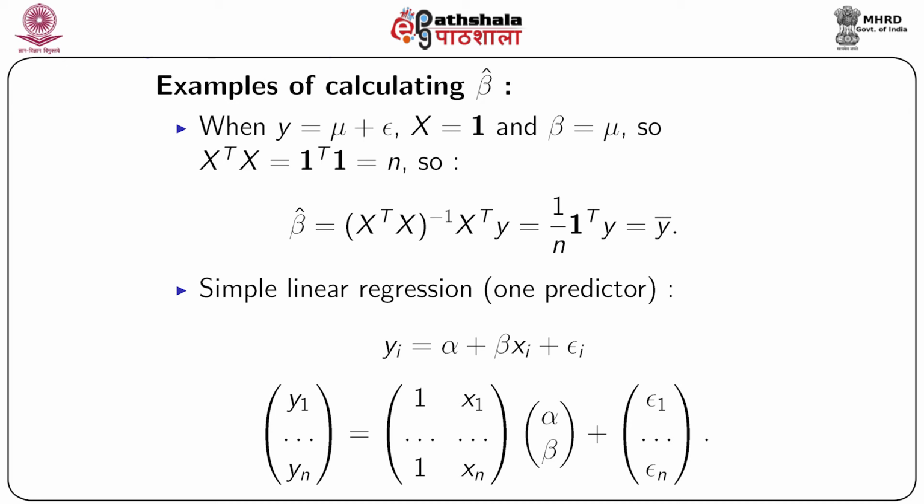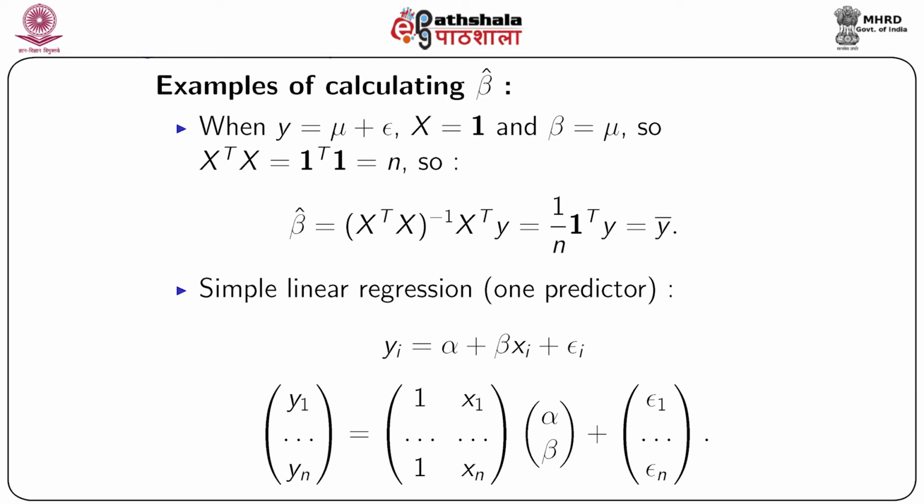So beta hat would be (X prime X) inverse X prime y, using the expression that we had derived on a previous slide. This equals 1 over n times 1 prime y. In other words, this is the same as finding the sum of all the y's and dividing by n, which is nothing but the average value of the response variable.